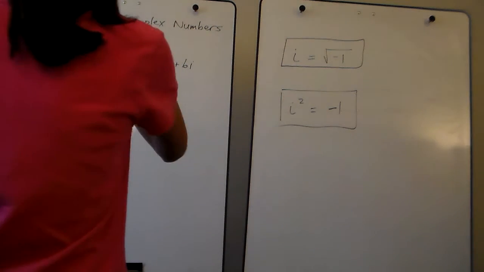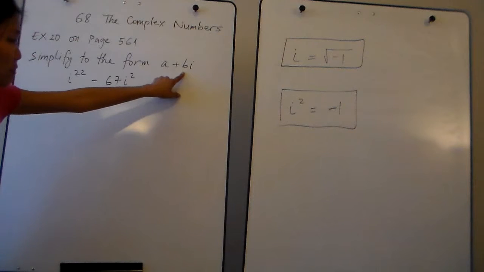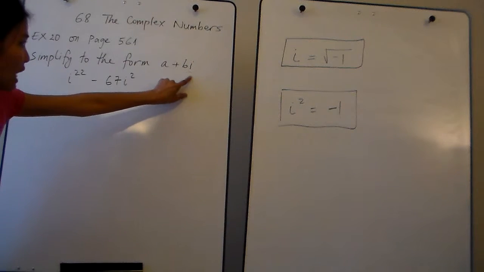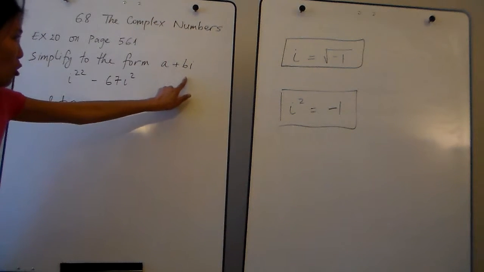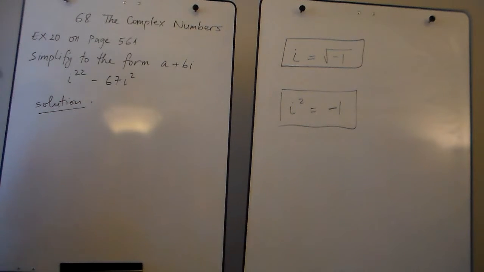Example 20 on page 561. Simplify to the form a plus bi. And this is a complex number because there is an i here. A complex number can be a real number if b equals 0, because when b equals 0, b times i is 0. So what you have right here is a plus 0, which is a real number.